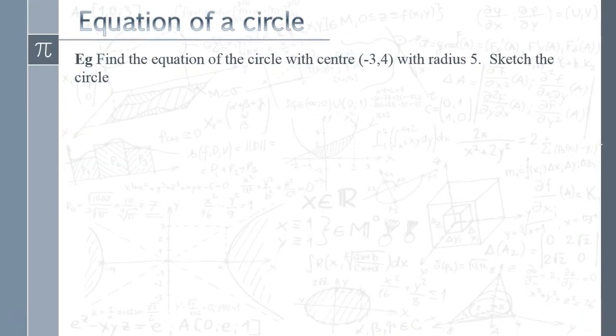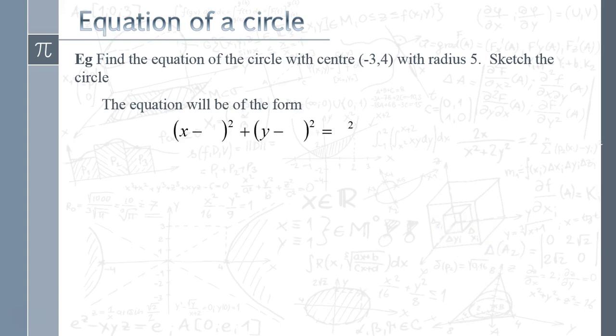Right, moving on. So it says find the equation of a circle with centre at (minus 3, 4) and a radius of 5, and then sketch the circle. So straight away we know the equation is going to be of that form there. So there's our Pythagoras, (x minus something) squared plus (y minus something) squared equals something else squared. So we've got an x coordinate of minus 3, so that's going in there. The y coordinate is 4, so that's going in there. And the radius is 5, so that's going in there.